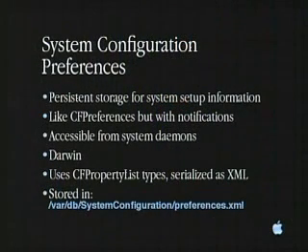So the second major piece of our architecture is the system configuration preferences. It's a persistent storage, as I mentioned before, for the system setup information. Like CF preferences, but it actually has notifications when things change. The other thing that it has is that it's easily accessible from system daemons, and the source code for it is in Darwin, whereas CF preferences currently is not in Darwin.